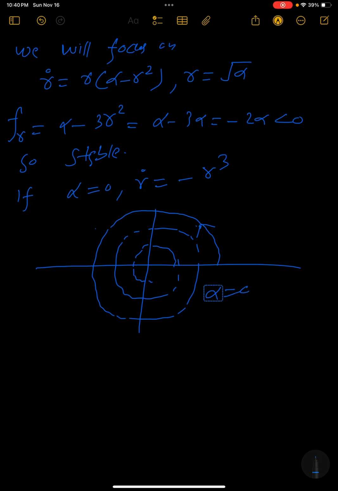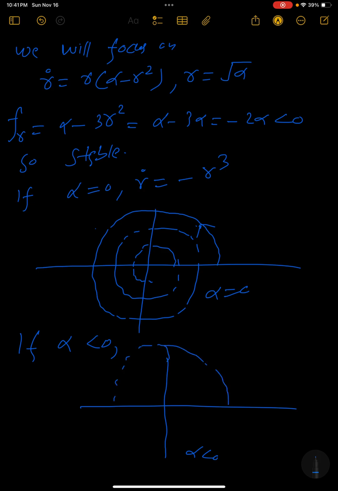And surely if alpha is lesser than 0, then we see the linear part, r dot is equal to alpha r, so it is negative again, so it is stable. Again, if I start from here, I eventually approach the origin, just like in the above case. But now the interesting case is the next one.